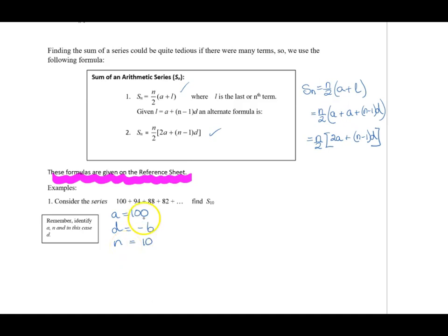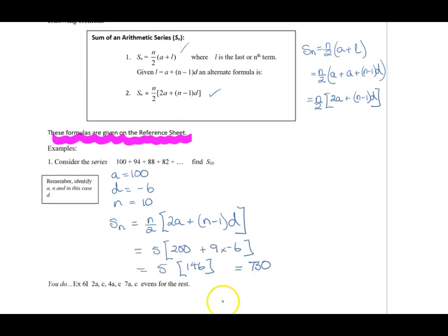We've got a formula with a, d and n in it, and that would be the second formula, which is Sn is equal to n on 2, bracket 2a plus n minus 1 d. So I think in this case we would use this formula. You can see there I've subbed in and gone to the calculator and got the answer 730.